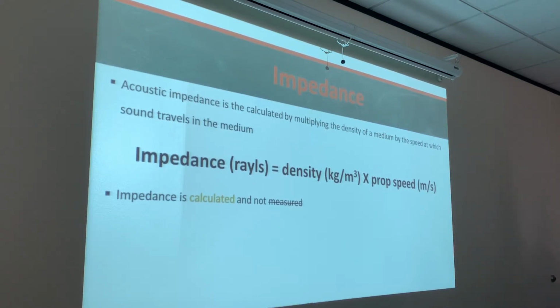All right. So acoustic impedance is calculated by multiplying the density of the medium by the speed at which sound travels in the medium. Just know that relationship. Density times propagation speed gives you the impedance. Know that formula. That's all I'm going to say. I'm not going to give you a number and say this is the density of this structure, this is the propagation speed, what is the impedance? I don't care about that.